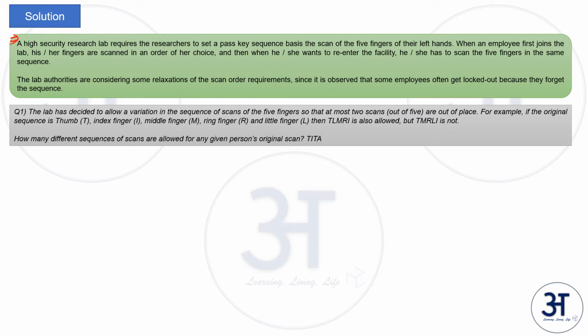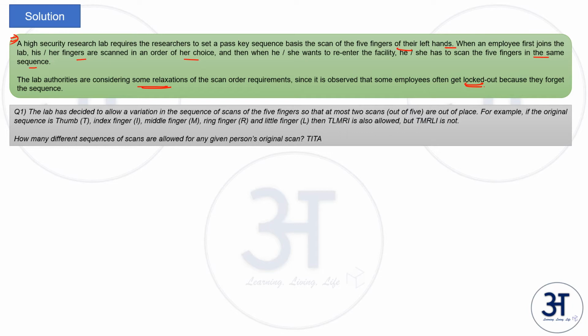A high security research lab requires the researchers to set a passkey sequence basis the scan of the 5 fingers of their left hands. When an employee first joins the lab, his or her fingerprints are scanned in an order of his or her choice. And when he or she wants to re-enter the facility, he or she has to scan the 5 fingers in the same sequence. The lab authorities are considering some relaxations of the scan order requirements since it is observed that some of the employees often get logged out because they forget the sequence.